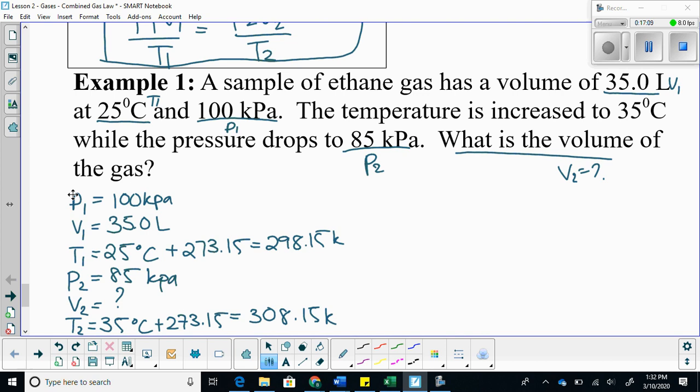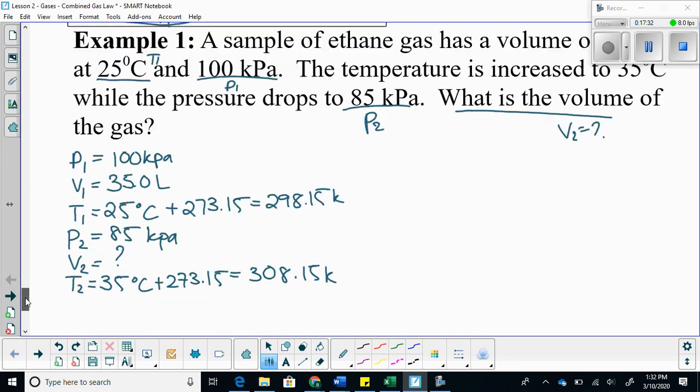The next thing that you need to check, do my pressure units match? Yes, they do, so I do not need to make a conversion there. You have to make sure that your other variables' units match. Otherwise, they will not cancel out in the formula. What you put in is what you get out. Okay, let's move into the formula now.